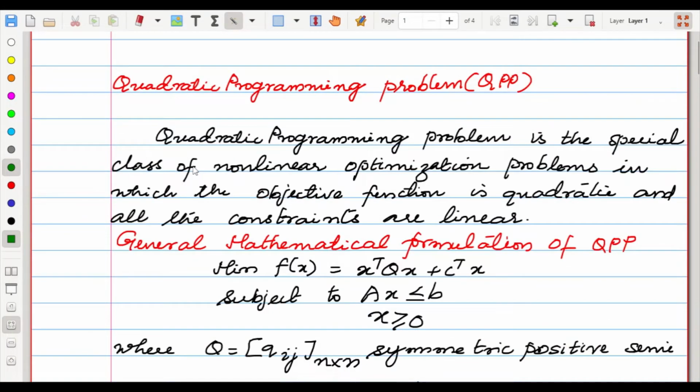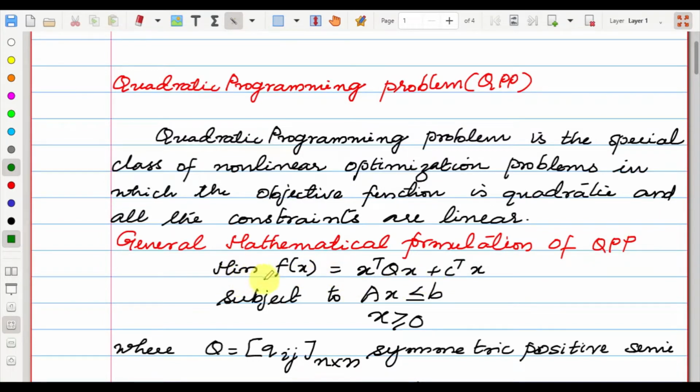Welcome to the lecture of Quadratic Programming Problem. Quadratic Programming Problem is a special class of nonlinear optimization problem in which the objective function is quadratic and all the constraints are linear. So, the general mathematical formulation of QPP is minimum f of x.